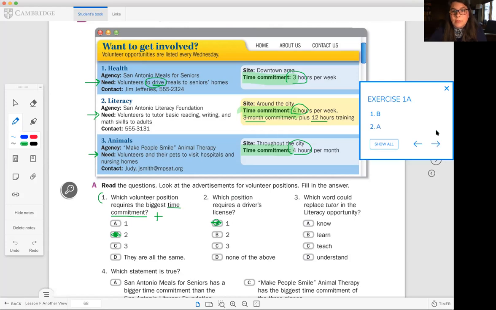Let's check. Good. I need to pause for 1 second and answer something. Hold on. During this time, try number 3 and 4 by yourself.